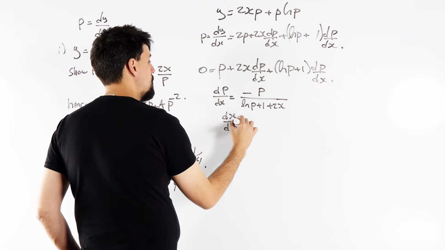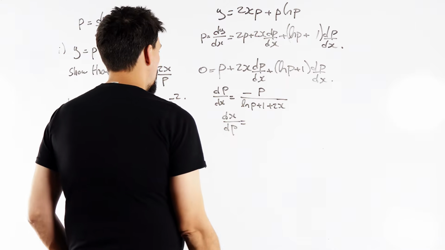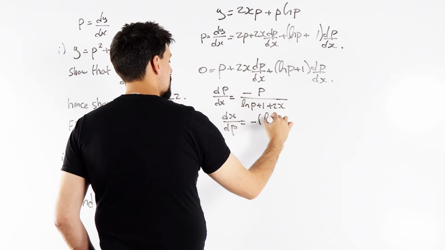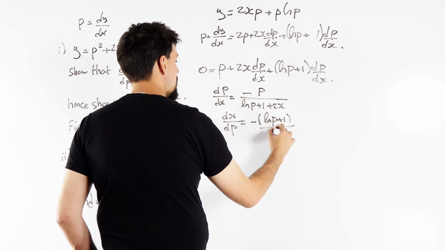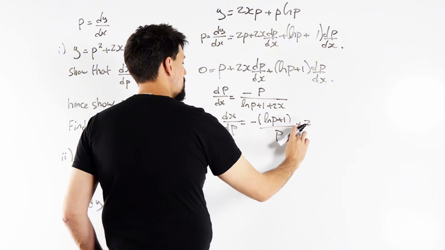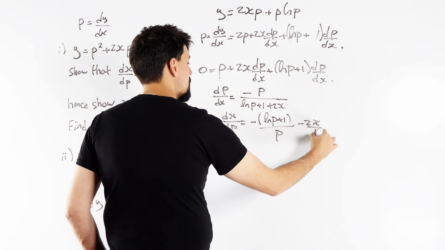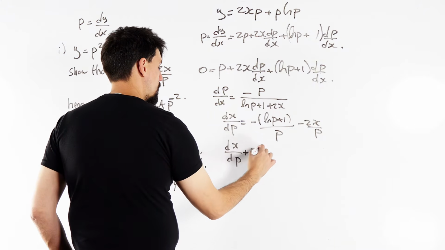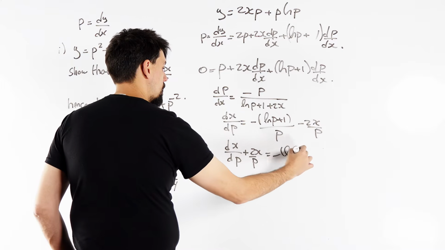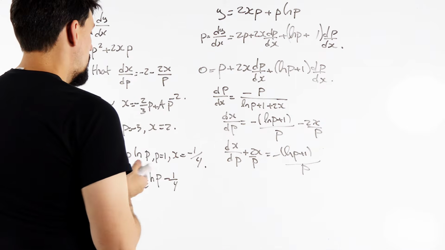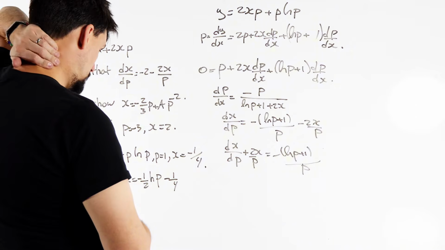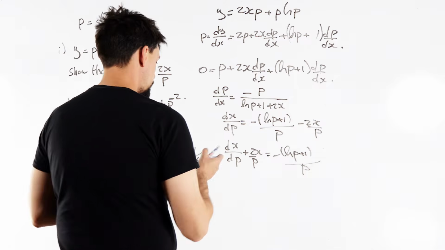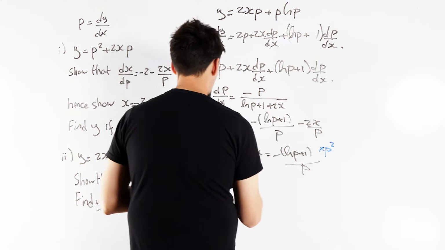Which tells me that dx dp is minus ln p plus 1 over p, minus 2x over p, much like previously. We're going to bring that over. That's 2 over p. So again, times everything through by p squared. Same as before, in fact.